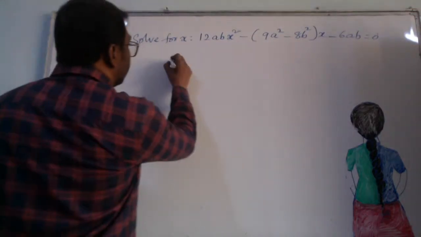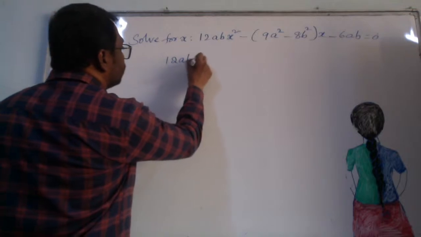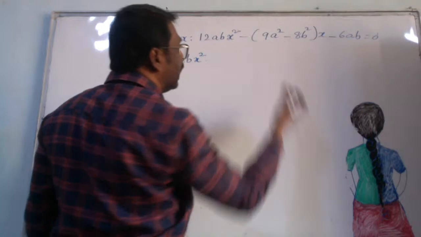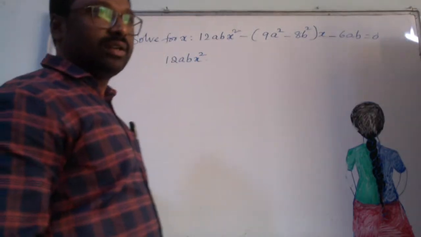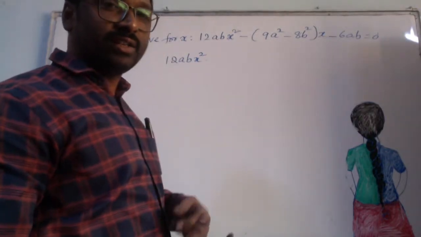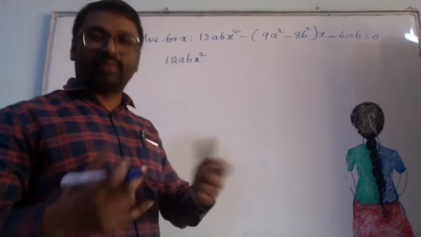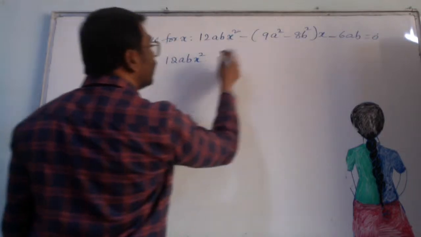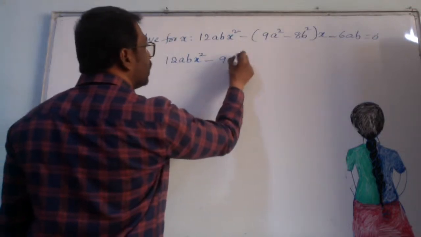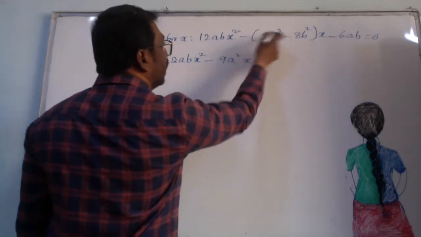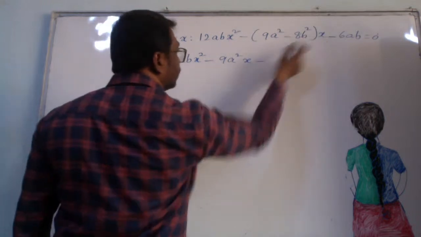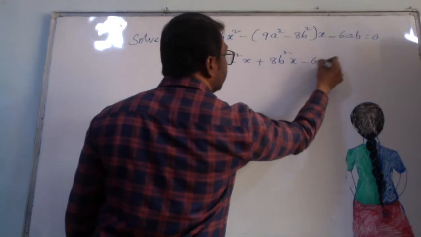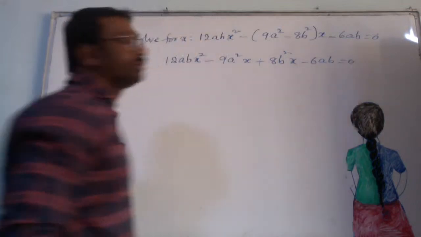Okay, see here 12ab x square. Here the middle term is given as 9a square minus 8b square. So generally by using the factorization method, we can try for the middle term factors, right? Already two numbers are given. So we will try first. These numbers are useful for factors: minus 9a square x plus 8b square x minus 6ab equal to 0.